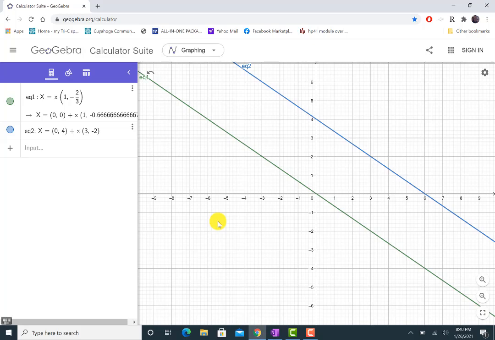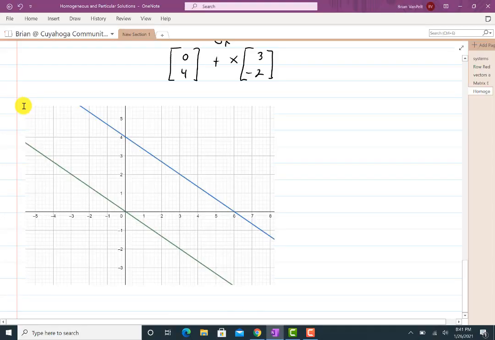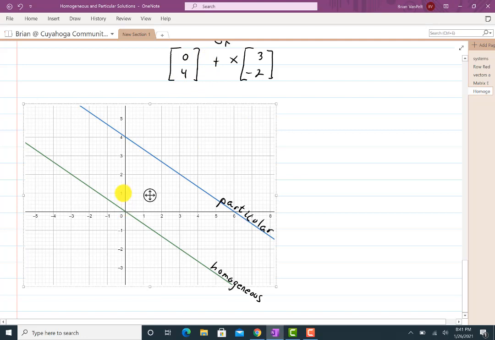Let me grab this thing because I do want to talk about it a little more. And there we have it. So notice these were the homogeneous solutions. And these are the particular solutions. And you can easily see them. Look here. This x times 3, negative 2 generated that line. What's different about it? Well, I've got this as 0, 4. Where is 0, 4, you ask? Right here. 0, 4 means I have a vector that starts at the origin and goes up to the point 0, 4. And there you have it.